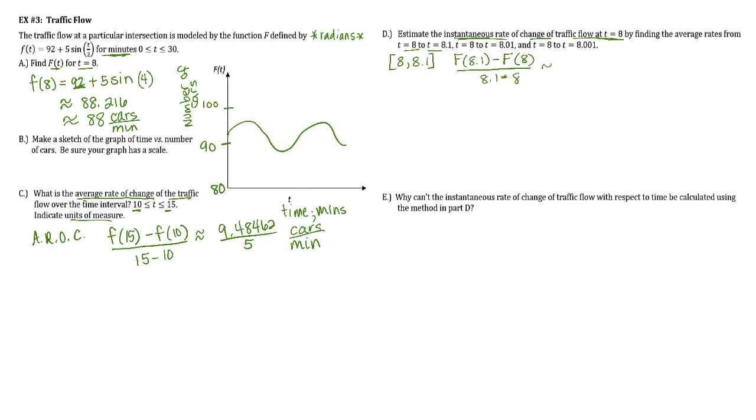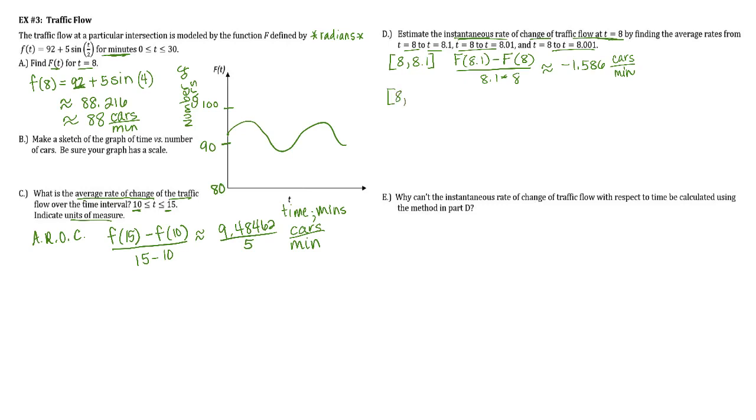Okay, and so if we get all that in our calculators, then we're going to have negative 1.586, and that's going to be cars per minute. All right, but they want us to repeat this 3 times so that we've got a good estimation here.